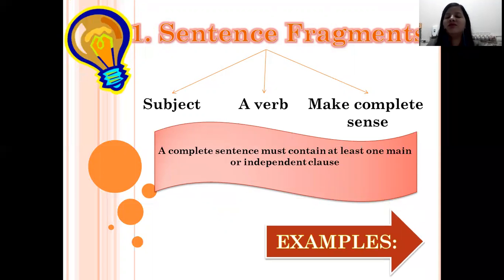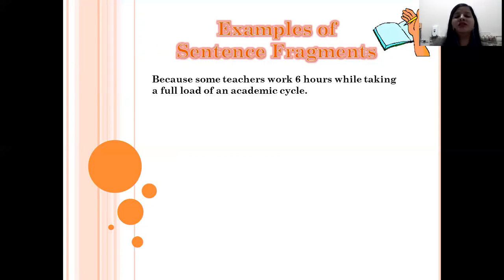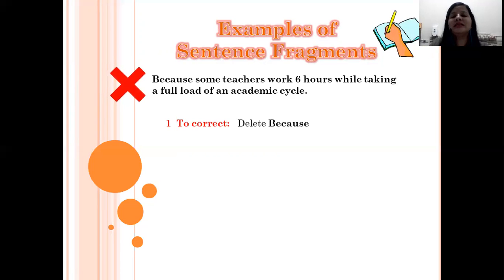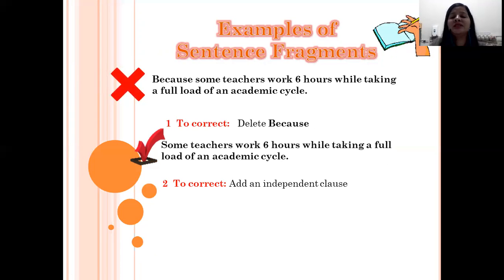Now I give some examples about the first topic, okay? As you can see here, because some teachers work 6 hours while taking a full load of an academic cycle. This is an example of a sentence fragment. To correct this sentence, it is important to delete the word because and then it makes sense. Another way to correct these sentences is to add an independent clause. Okay?